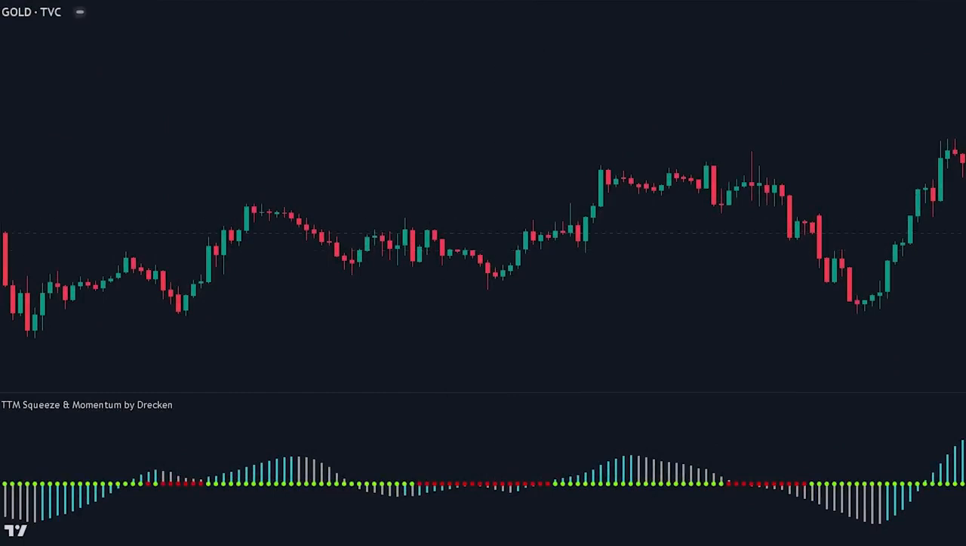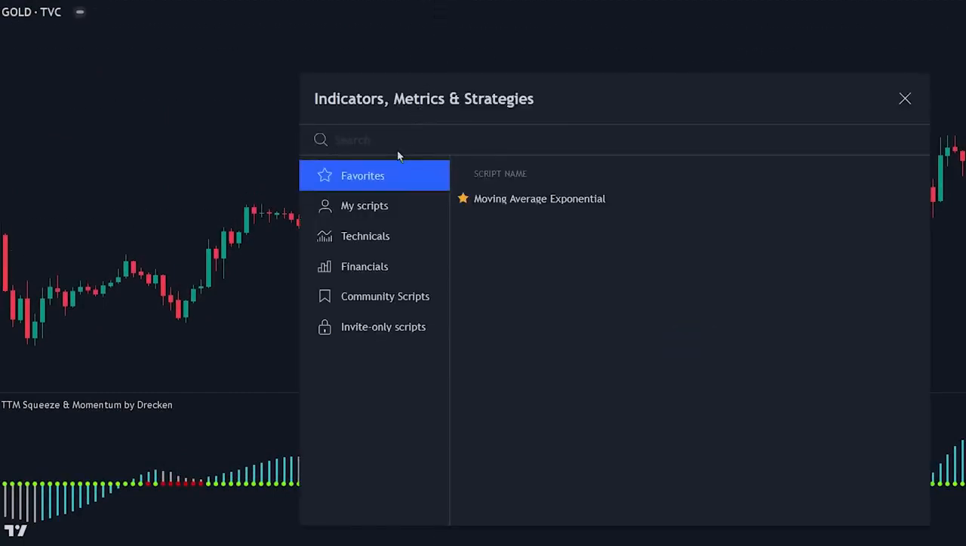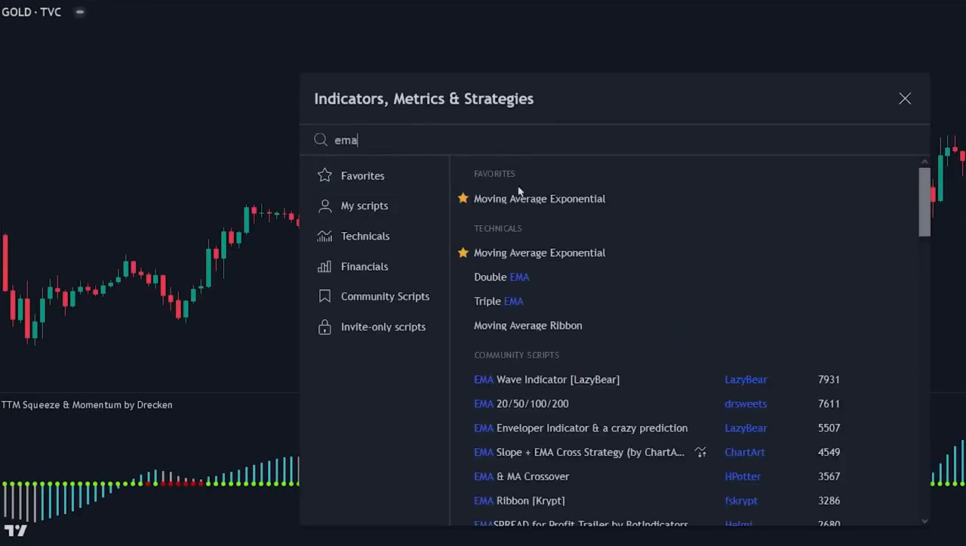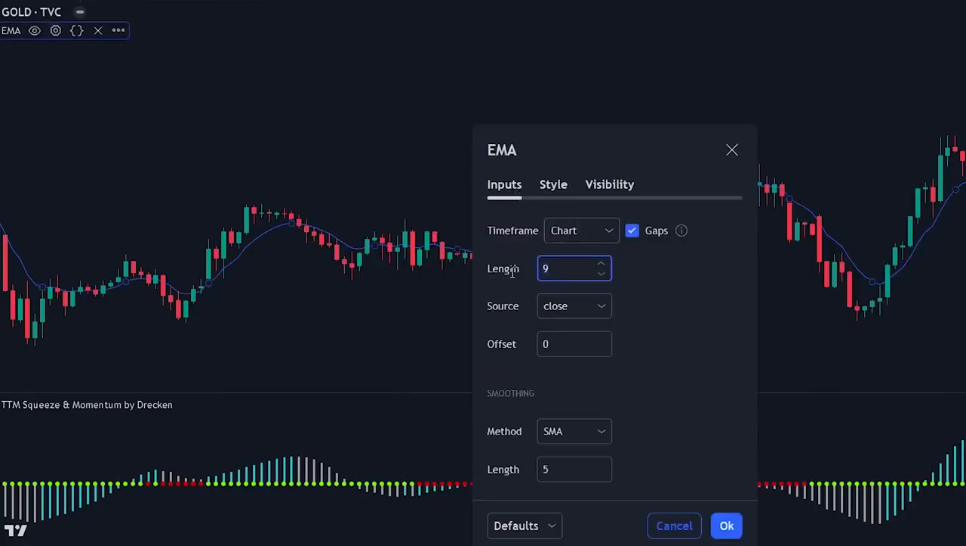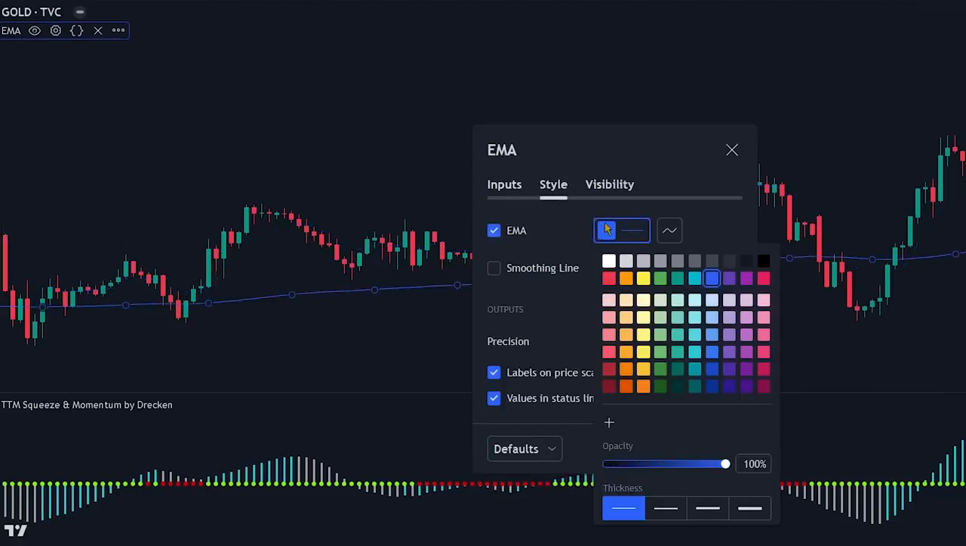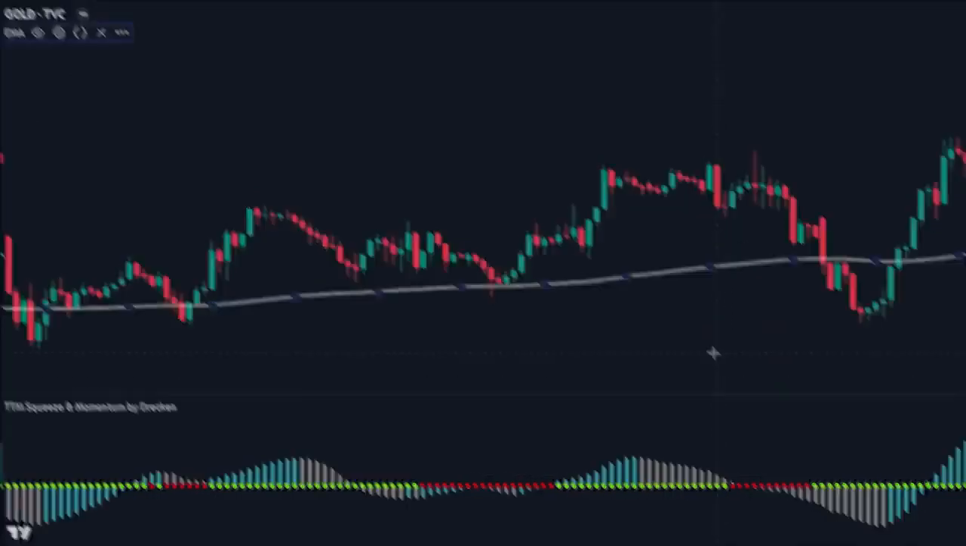For the strategy we will be using, we will add an EMA to the chart. Search for the EMA indicator and select the indicator made by TradingView. After that, change the length to 200 along with changing the color of the indicator to make it more visible.